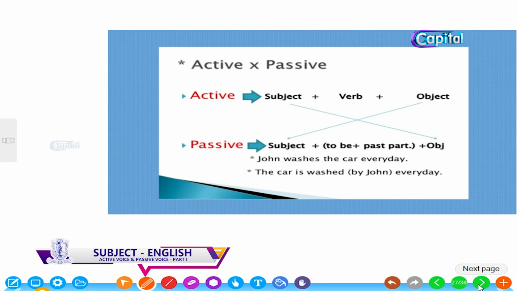Another example, John washes the car every day. Who? John, it is the subject. What does he do? The verb washes. What does he wash? The object, it is the car. So, the object is brought here, the car, simple present tense, and the object is singular here. So, the be verb is, plus past participle of the main verb washed. It is a regular verb, past participle is washed, by John every day. Here the doer is not given the importance.